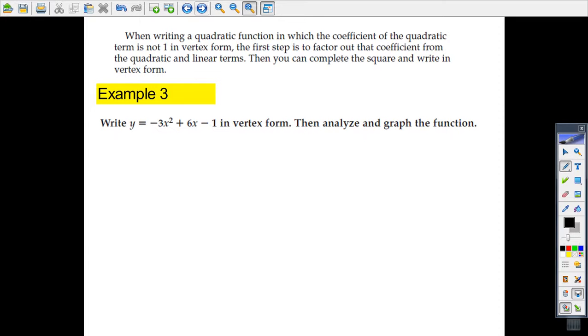Okay. So now, let's do one with an a value other than 1. And then we'll have you try one. Would you like to try one before you change the a value? Okay, we'll do that. It's probably good practice anyway, and we have time. So why don't you complete the square and write y equals x squared plus 2x plus 4 in vertex form.